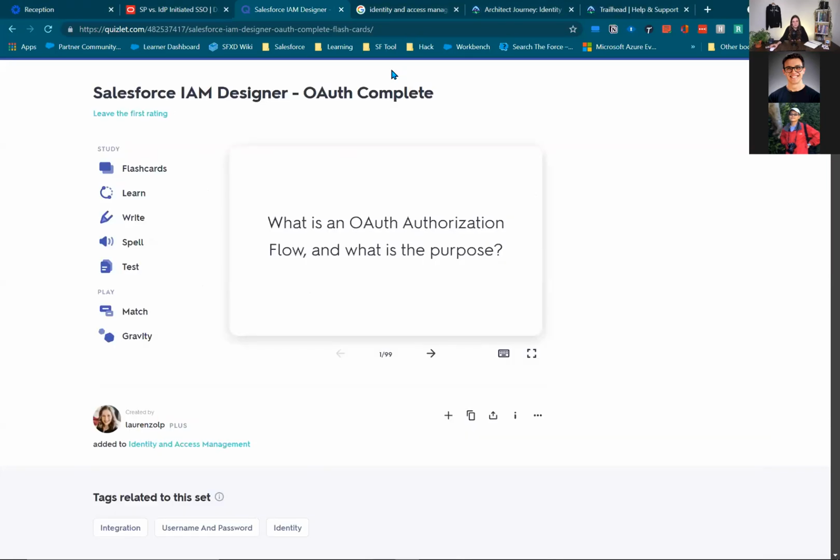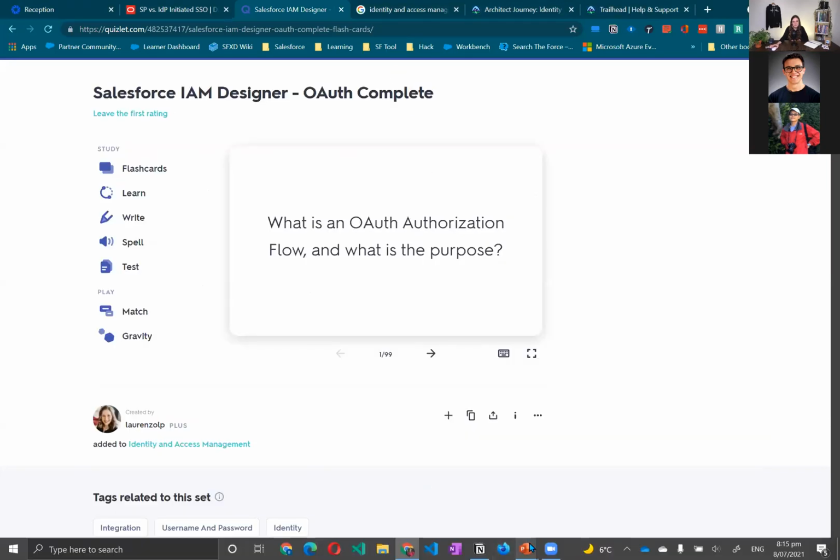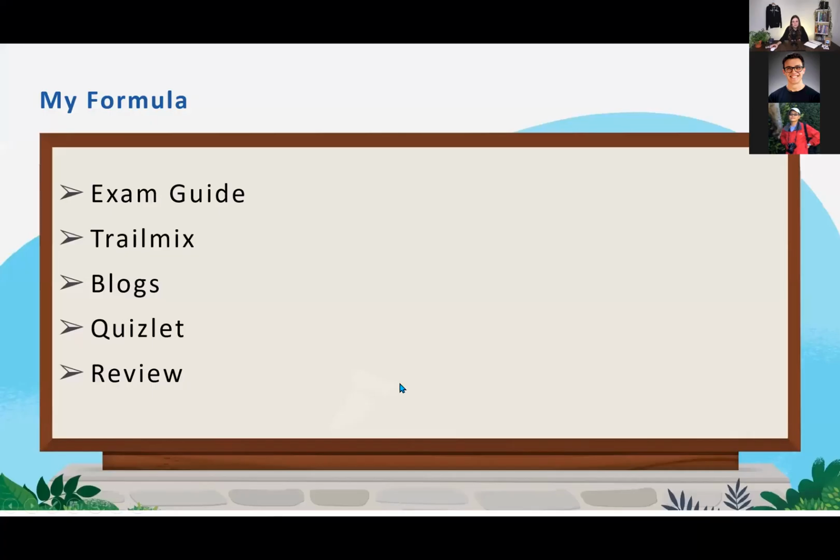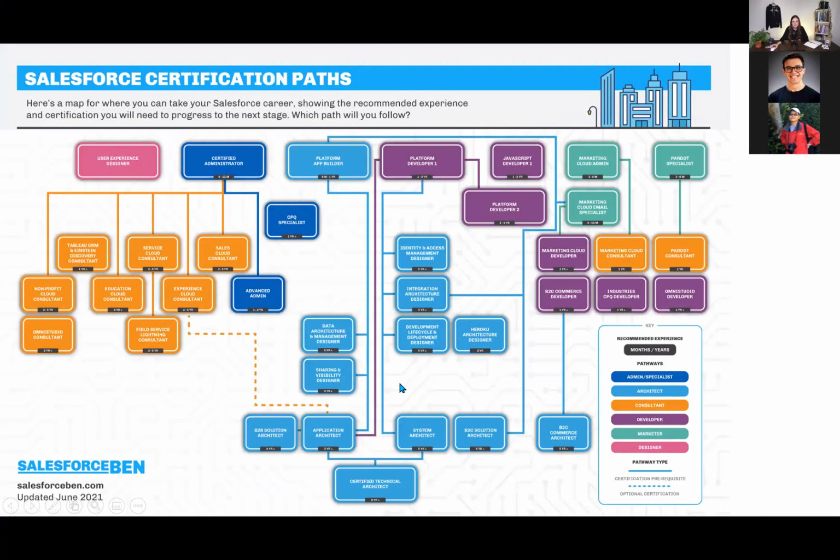And I think there is one more slide I want to show. That's a fancy certification path. Currently, I think Salesforce has more than 30 certifications. So that's a kind of roadmap you can go through.